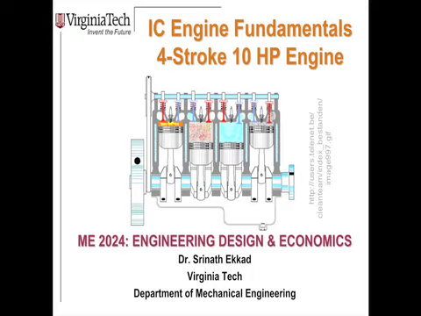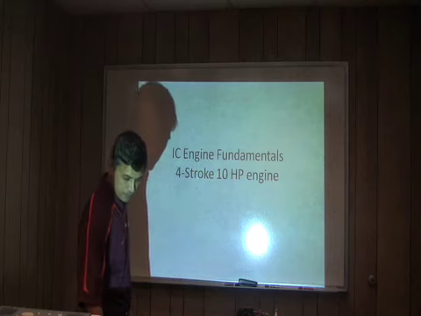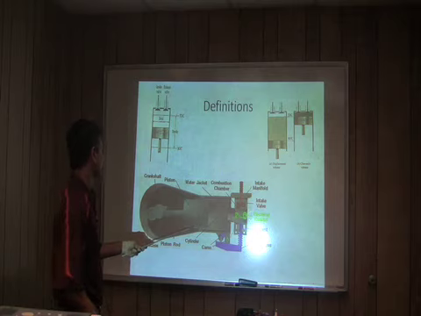We're going to look at IC engine fundamentals with a 4-stroke 10 horsepower engine. It's a Briggs and Stratton engine, and I'm going to explain to you how the engine works. It's a 4-stroke engine, so it's like a piston cylinder device, and how energy is produced with a piston cylinder device. So the first thing we're going to look at is what are the parts of a piston cylinder engine.